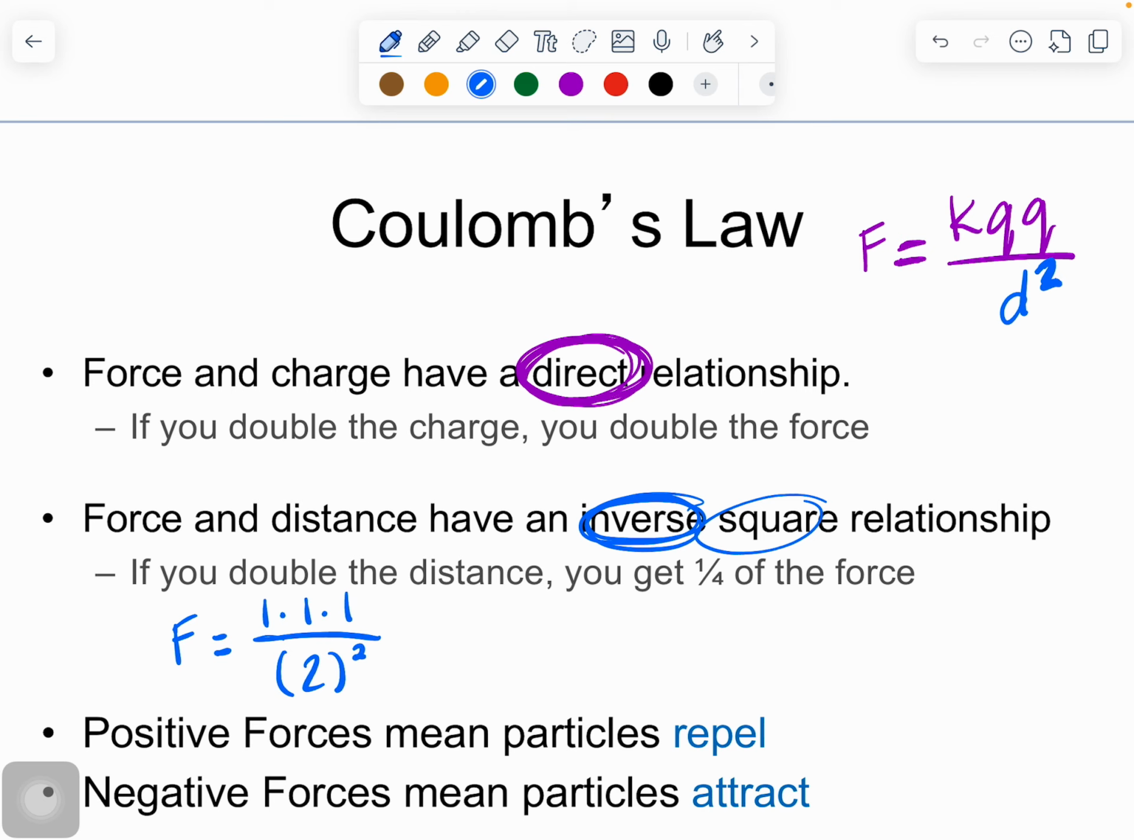Now I just want to simplify this fraction. Multiplying across gives me 1. 2 squared gives me 4. There is nothing left to simplify here. So my force is going to be 1/4 of whatever that original force value is. It is going to be 4 times weaker, okay? Any fraction answer that you get means that it's a weaker force. Any whole number answer that you get means that it's going to be a stronger force, okay?